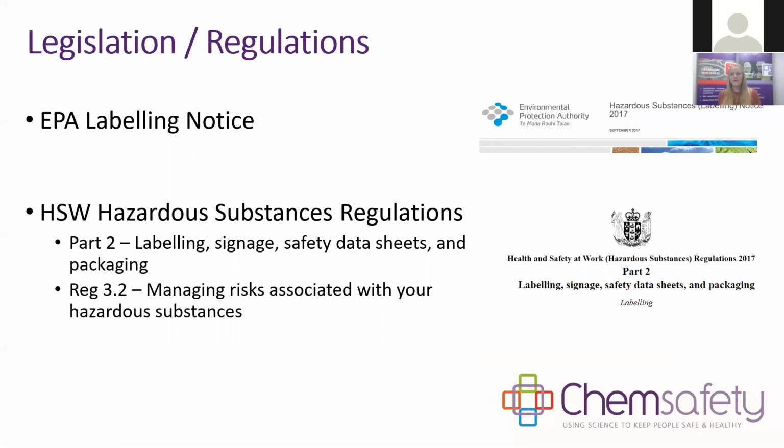What we will be focusing on today is the Health and Safety at Work Hazardous Substance Regulations. This is for when you're dealing with substances in the workplace. And the labels under this legislation do not require the same level of detail as required in the EPA notice. And within these regulations, there is part 2, which is labelling, signage, safety data sheets and packaging. We will be mainly focusing on Regulation 2.1, which will be detailed in the coming slides.